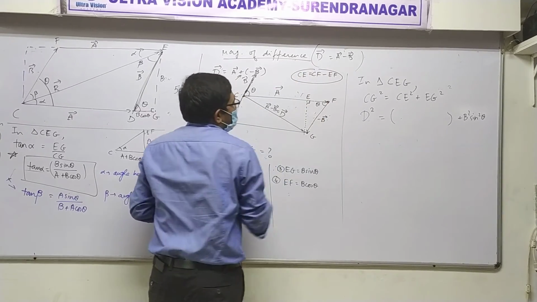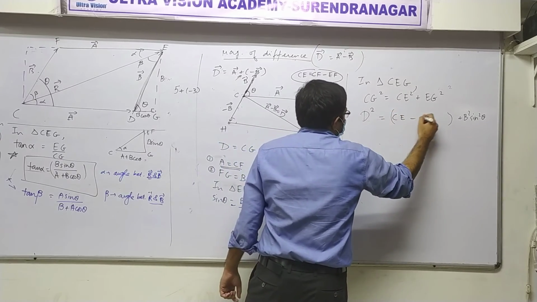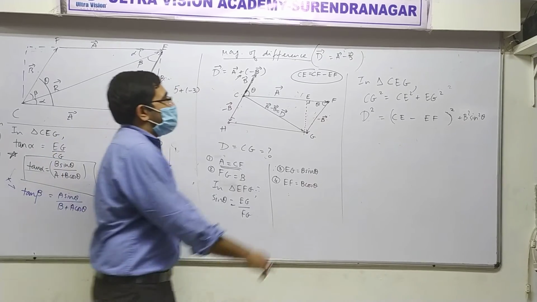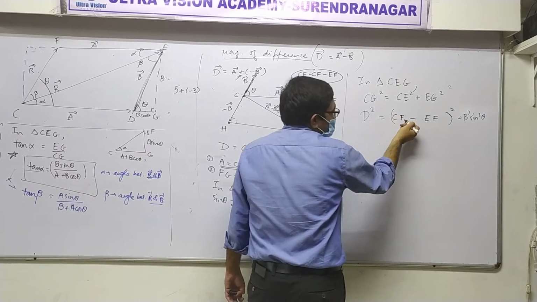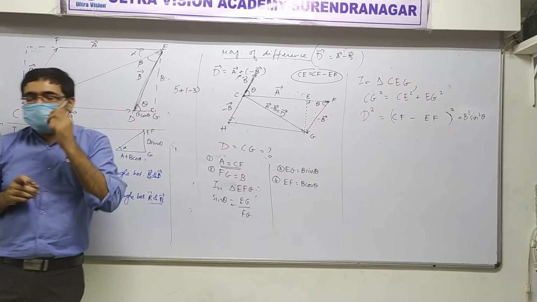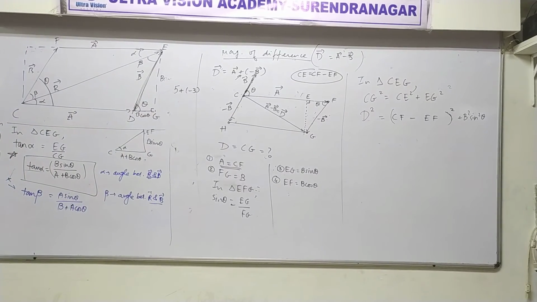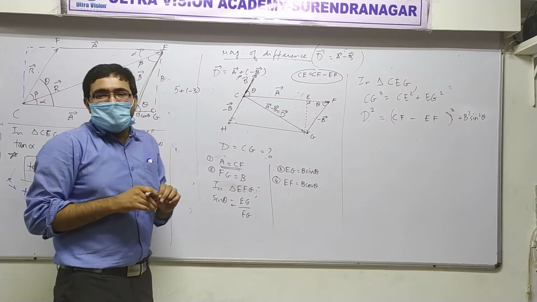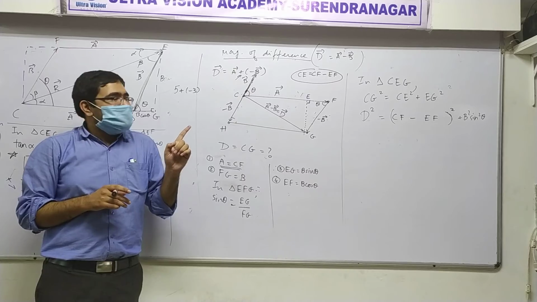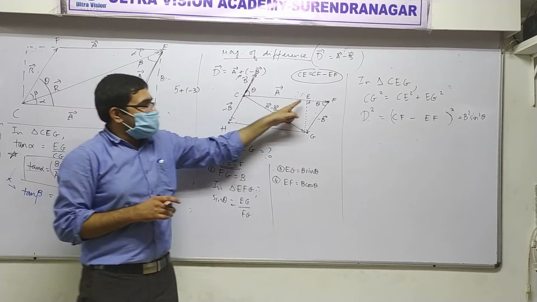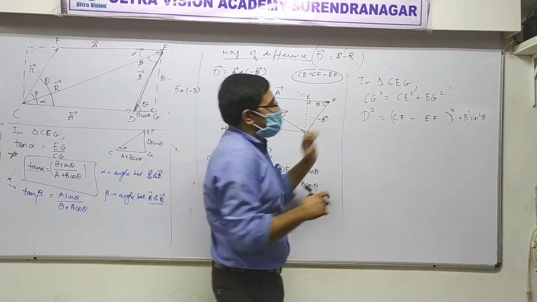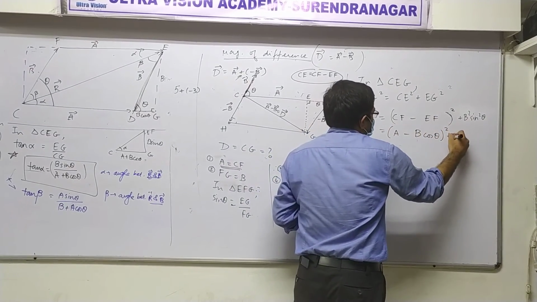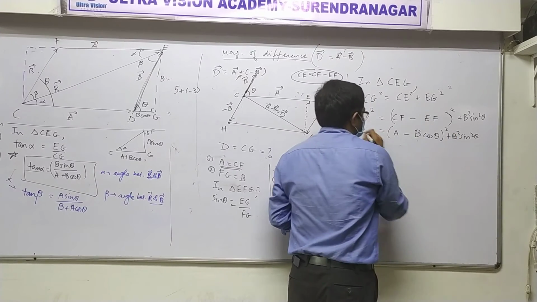Is this clear? Yes. Write it here. One extra step so that you don't get confused. Is this understood? Yes. Okay, so what's CF? A minus B cos theta. Correct or not? Yes.